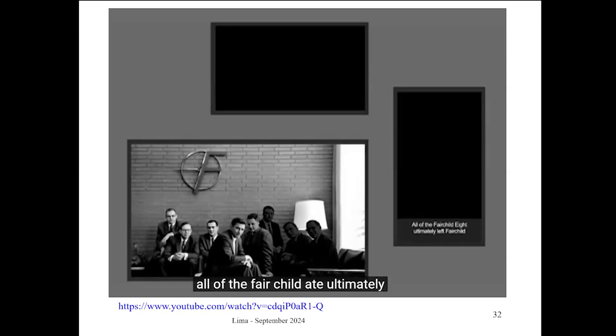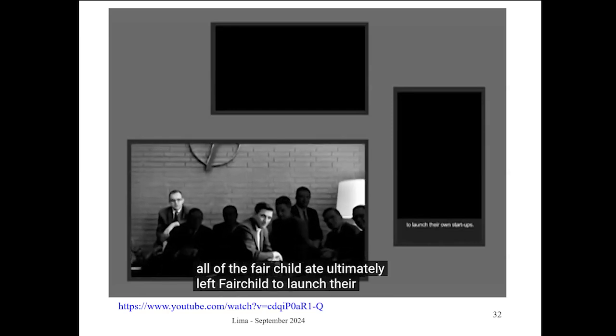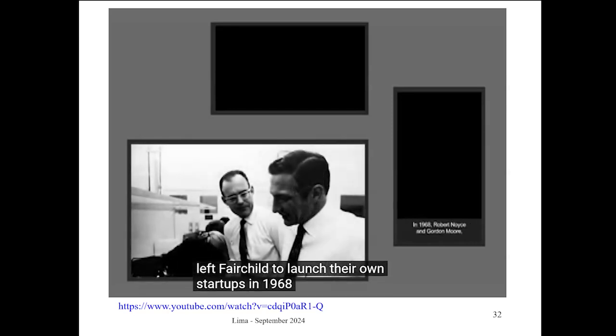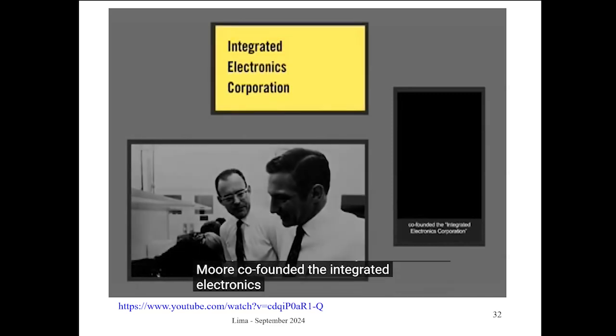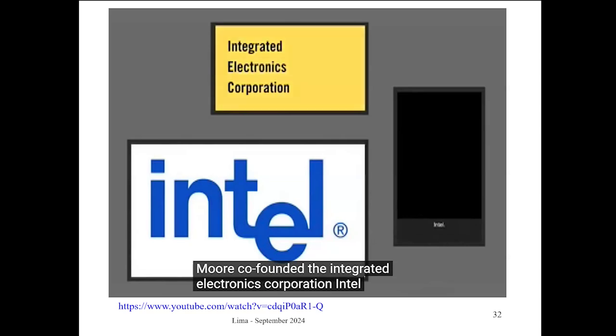All of the Fairchild 8 ultimately left Fairchild to launch their own startups. In 1968, Robert Noyce and Gordon Moore co-founded the Integrated Electronics Corporation. Intel.